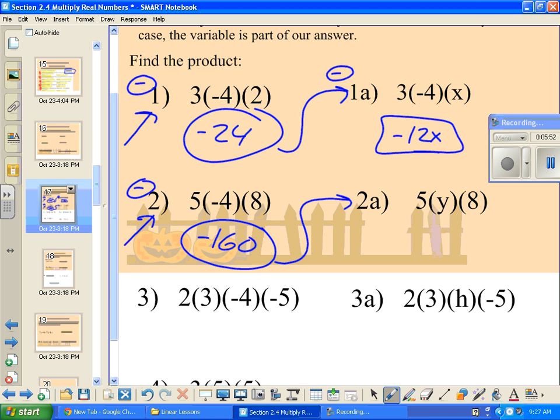Well, again, a similar problem today. I'm just going to have, instead of having three numbers, I might have a variable in there. But I can still do similar types of things. I can still multiply the numbers together that I can, and then the variable will just kind of come along with in the answer.